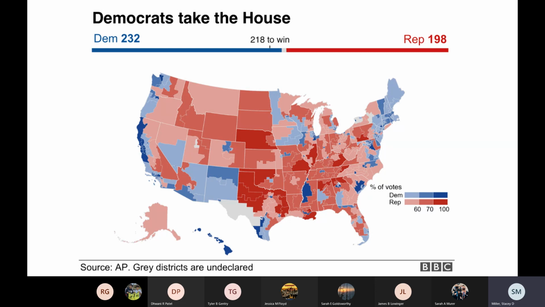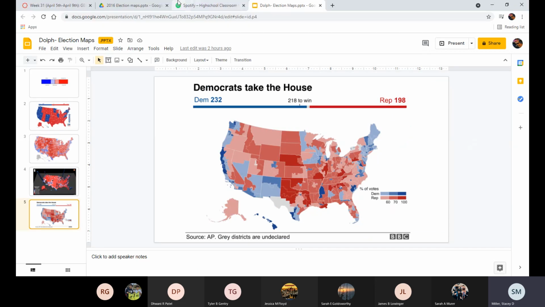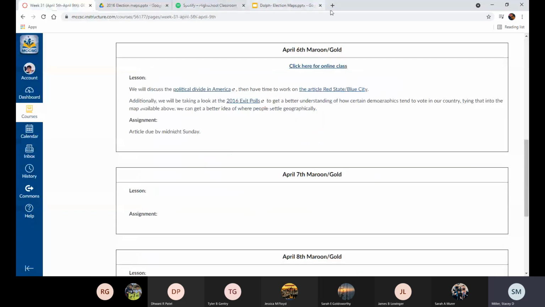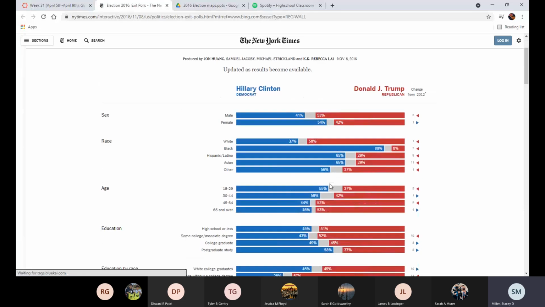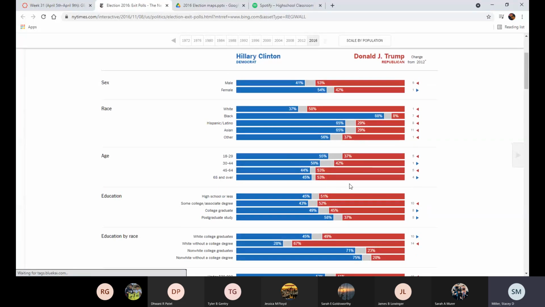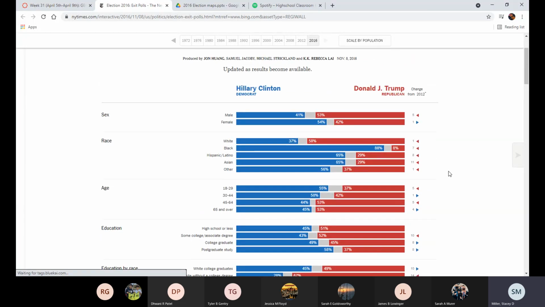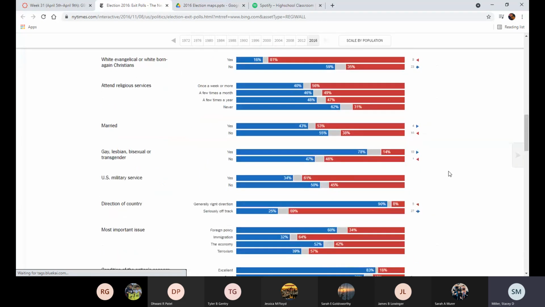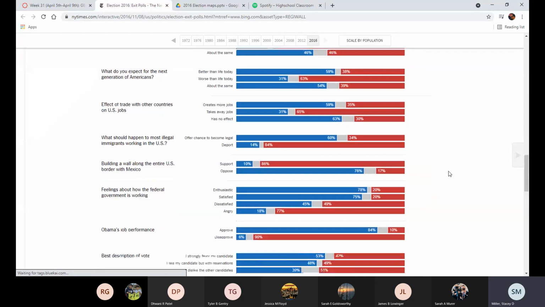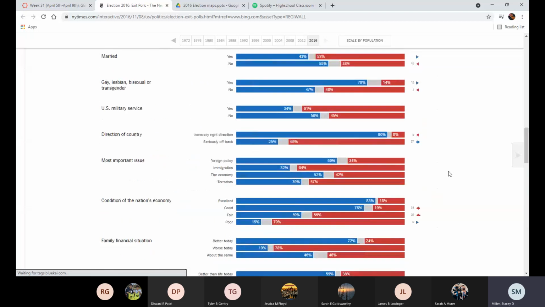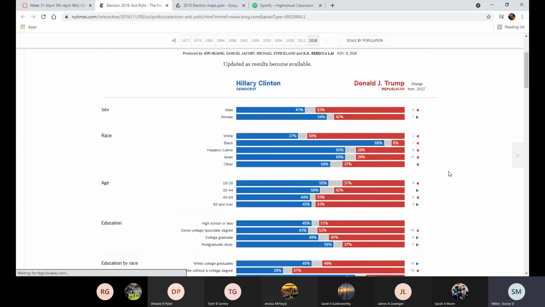I think it's interesting more so to kind of look at some of these demographics too. I think that this would be maybe a little bit better to look at, even so than some of these maps as well. So looking at the New York Times and looking at the exit polls from the 2016 election, you can find the way that voting goes based on so many different things. So let's see, based on your sex, based on whether or not you identify as male or female, more males voted for Trump in this election, more females voted for Hillary Clinton.